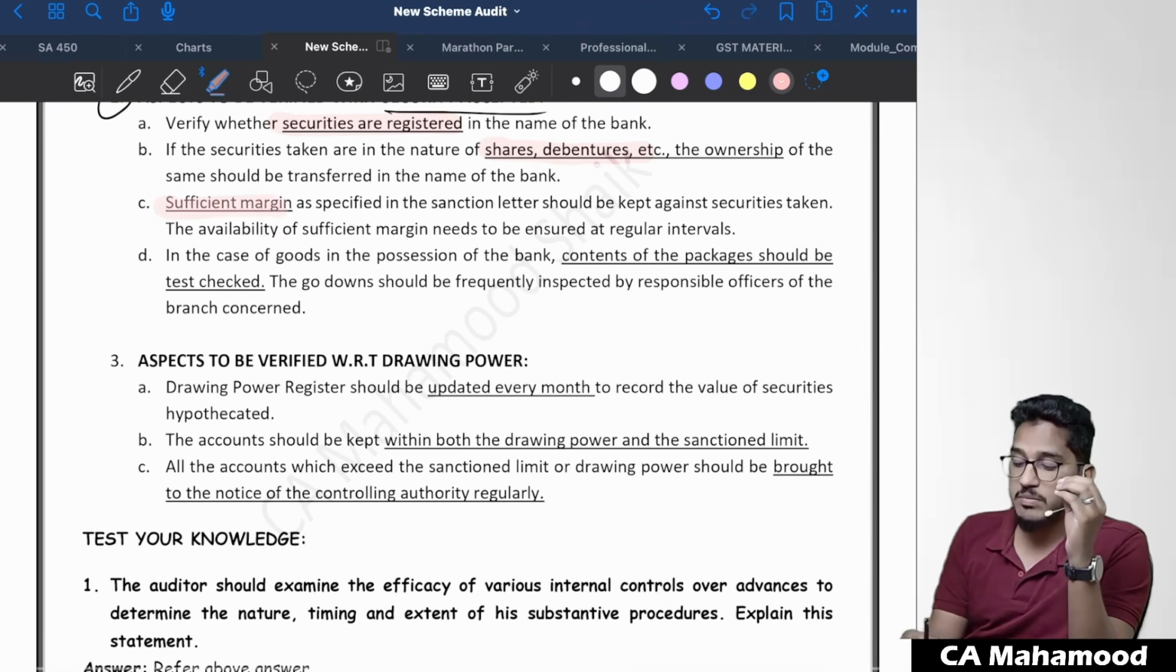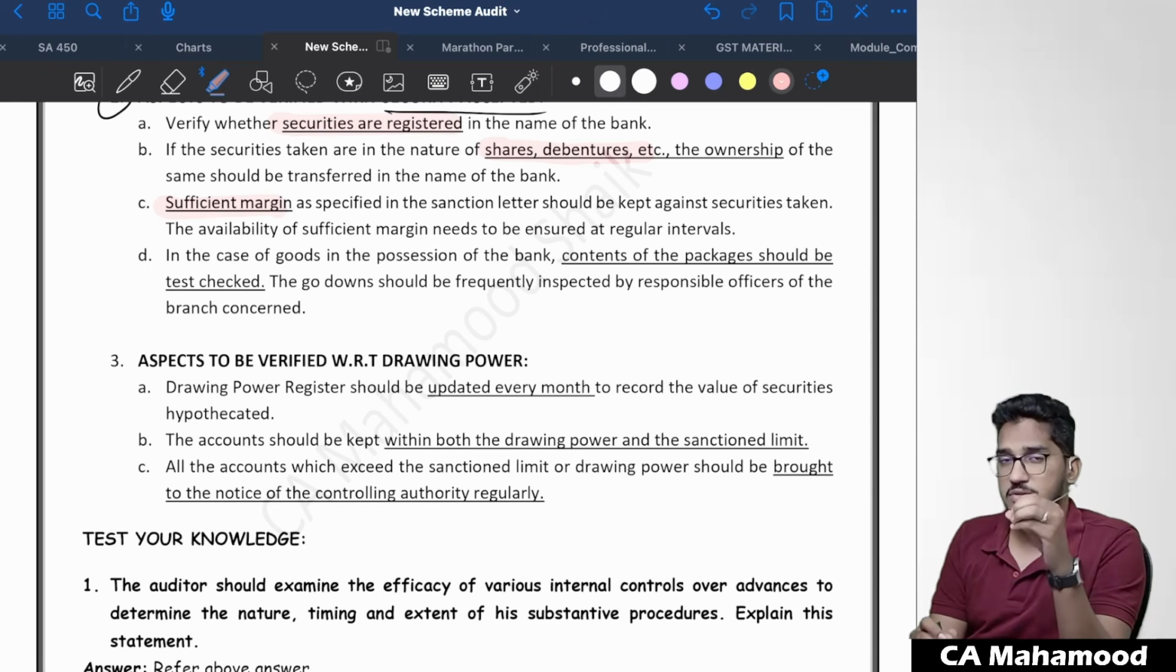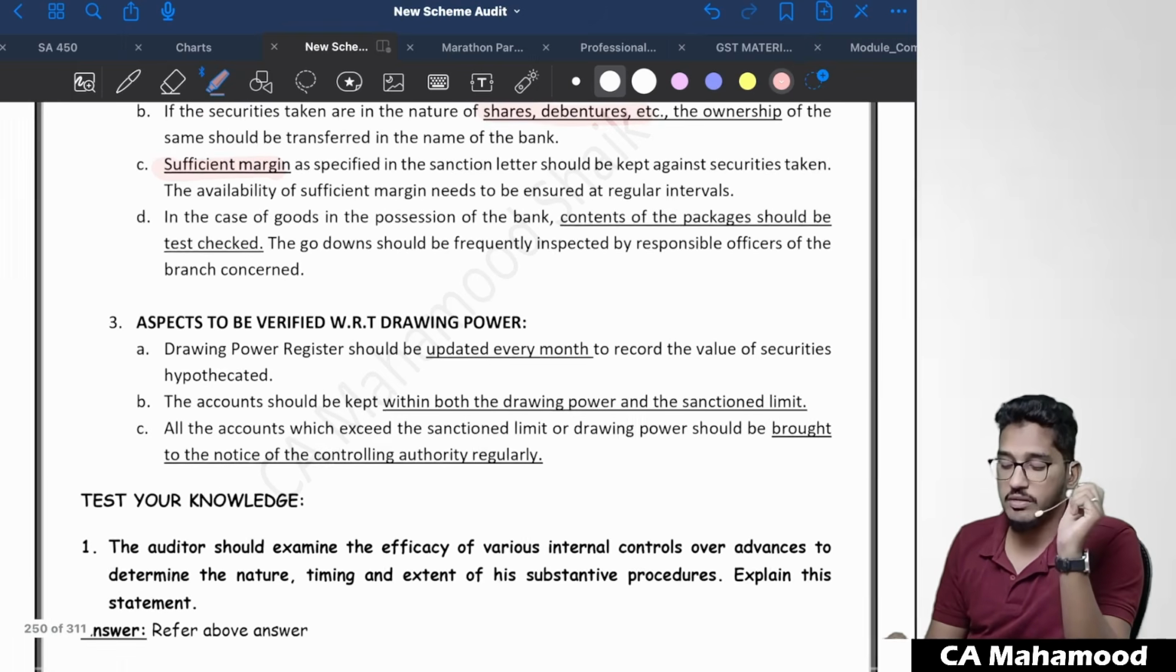And always sufficient margin has to be maintained. I already told you what sufficient margin is. The excess of the security value over the borrowing amount, that we call margin. There should always be margin, not just at the beginning. Throughout the tenure of the loan, there should always be sufficient margin in every loan and advance.